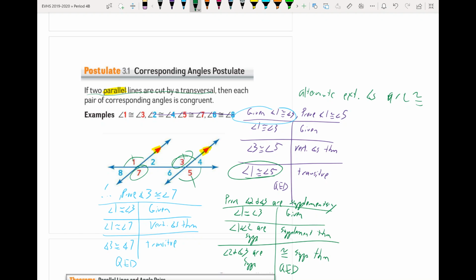Also, we know that consecutive interior angles, because 2 and 3 are my consecutive interiors, those two must be supplementary. Now, do you really want to go through and have to do those sets of 3 steps every single time that you have a transversal? No. Or could we just package this whole thing up and give it a name and call it a theorem?